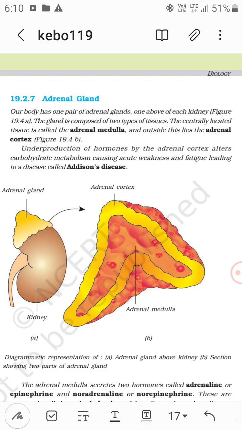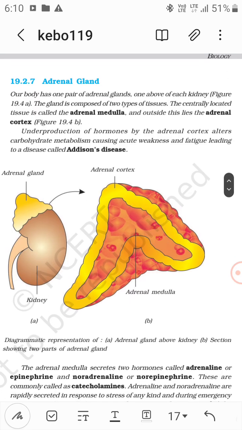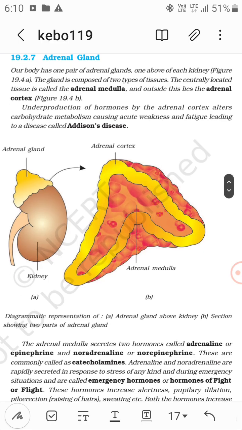So the adrenal glands: one pair, one above each kidney, right? The gland is composed of two types of tissues. Centrally located is the adrenal medulla, and outside this lies the adrenal cortex. Underproduction of the hormones by the adrenal cortex alters carbohydrate metabolism, causing acute weakness and fatigue, leading to a disease called Addison's disease.